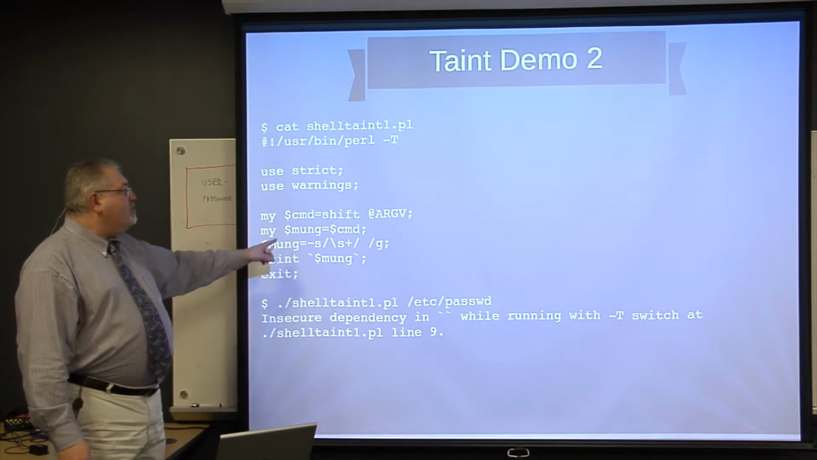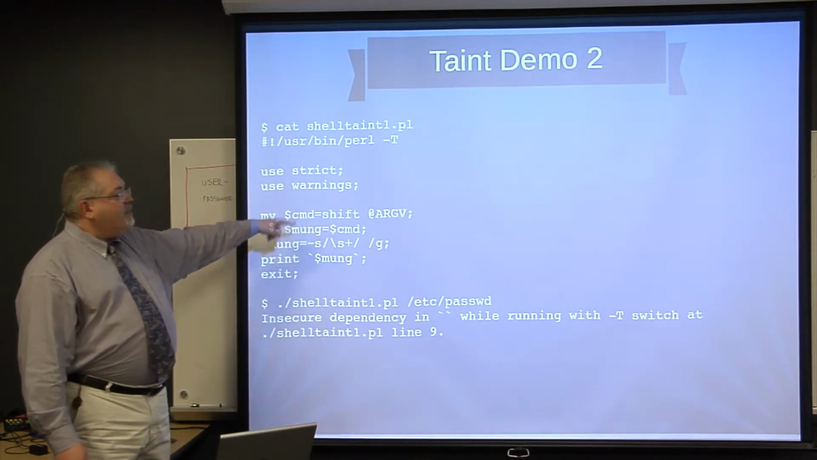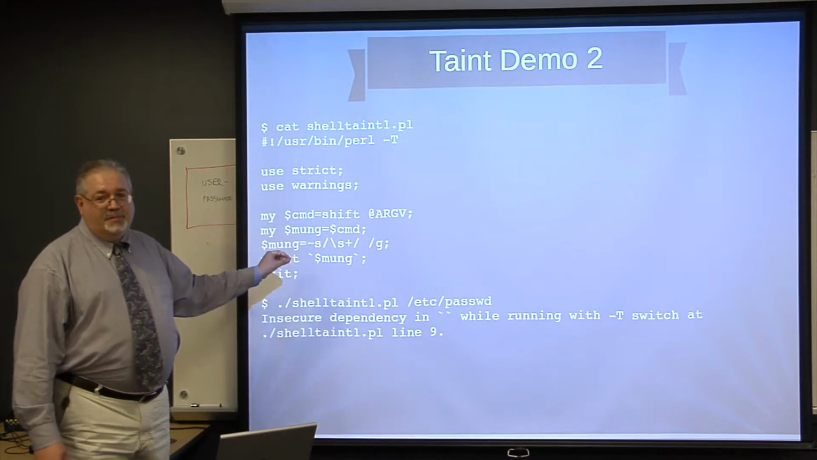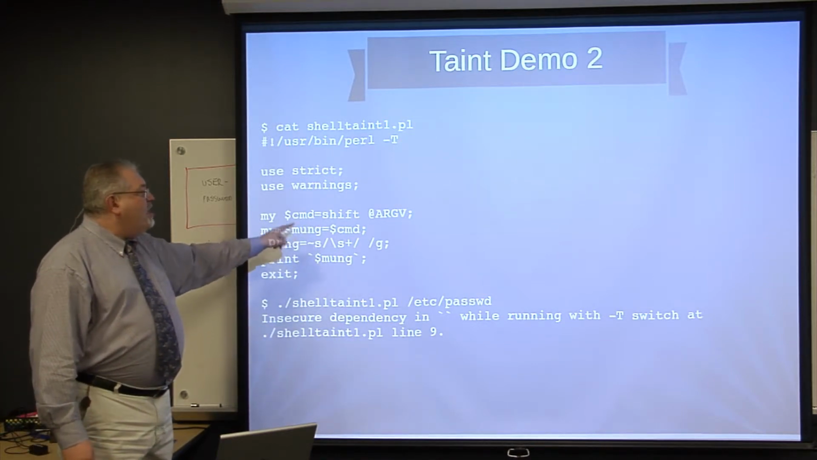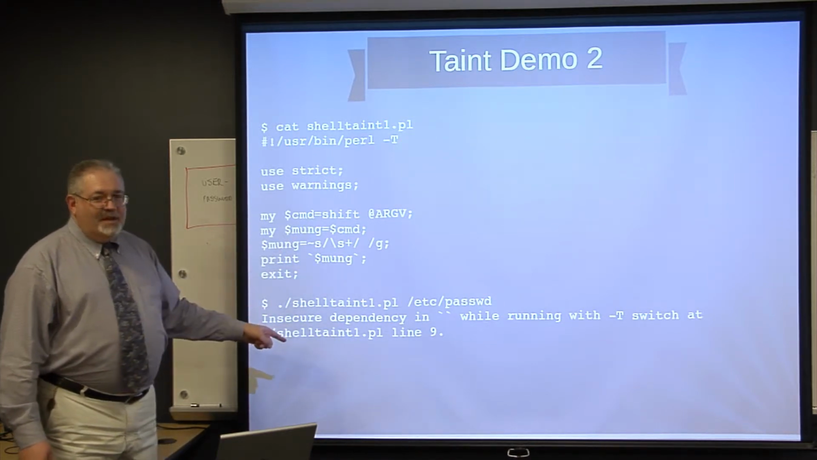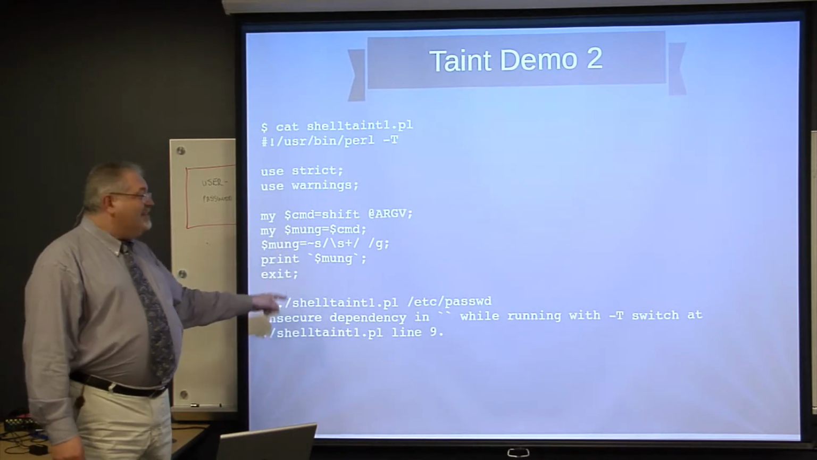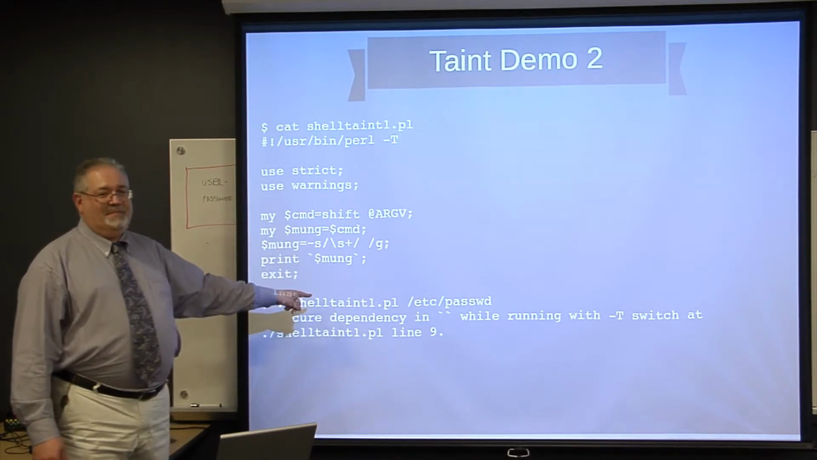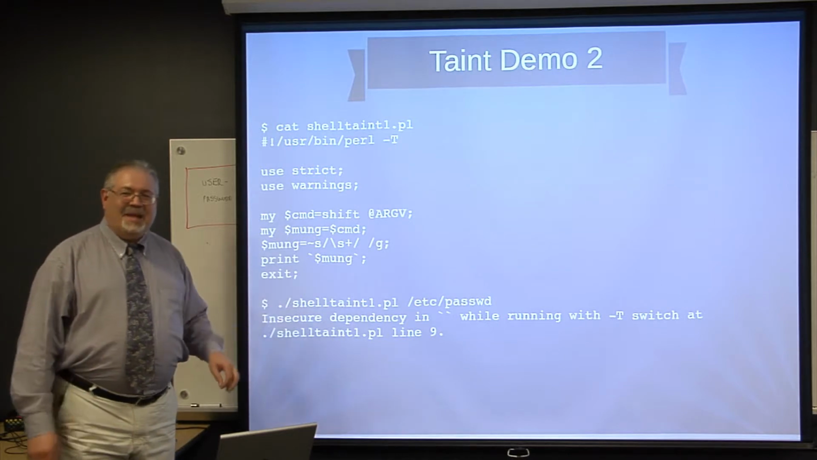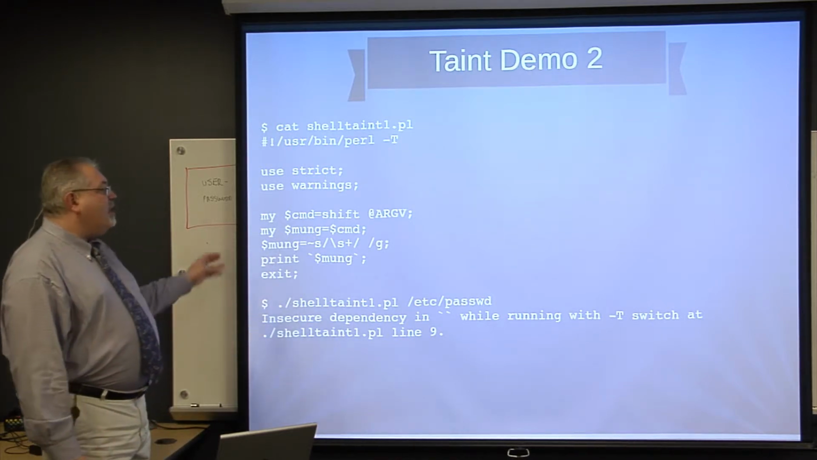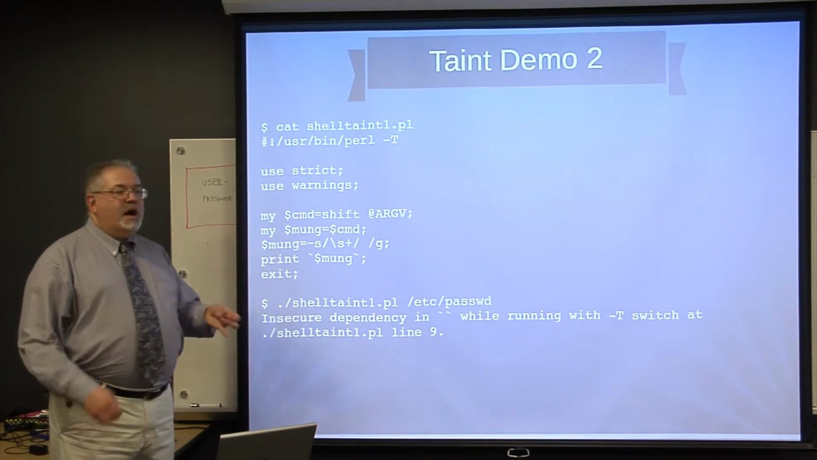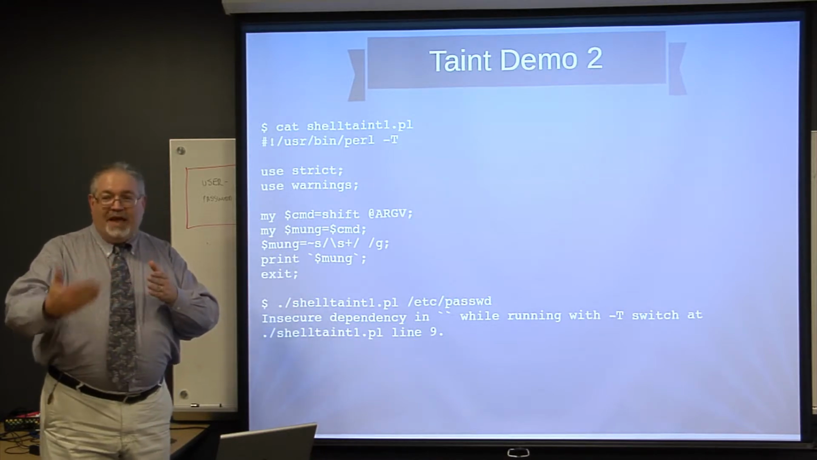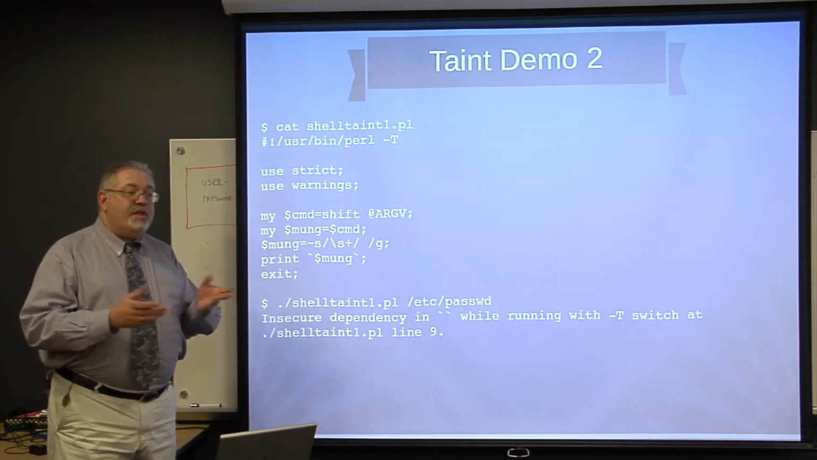The tainting mechanism, the taint has traveled from the command variable to the mung variable, and you have not done enough to untaint it, so it's still tainted data. So backticks won't run it. Does that make sense? Yeah. This is a very powerful thing. So the idea is that tainting travels from value to value, and quite a few things can be tainted.